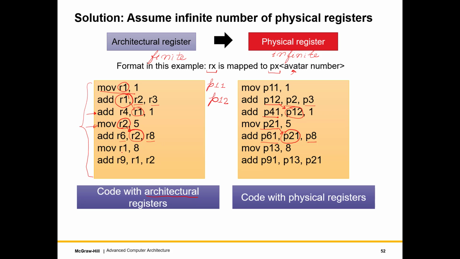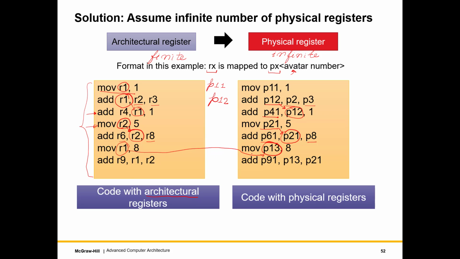And finally we write to R1 again. The moment we write to R1 again, we create a fresh avatar of R1, which is P13. So P13 essentially means that we are creating the third avatar of R1, right? And we are writing 8 to it. Kindly note that this particular convention is only for this example. We will generalize it later, but currently our focus is on understanding this concept.